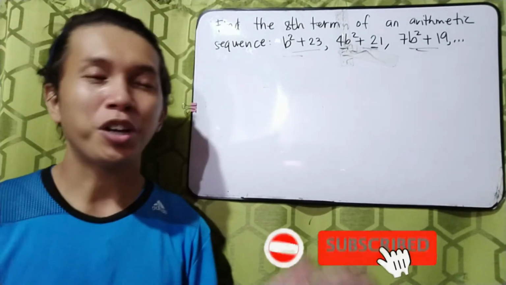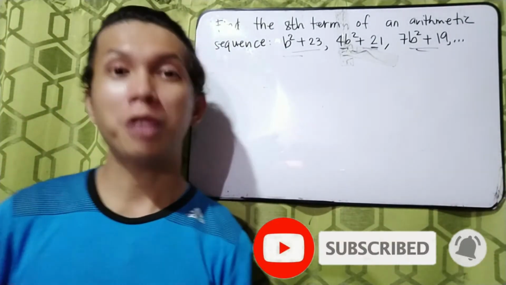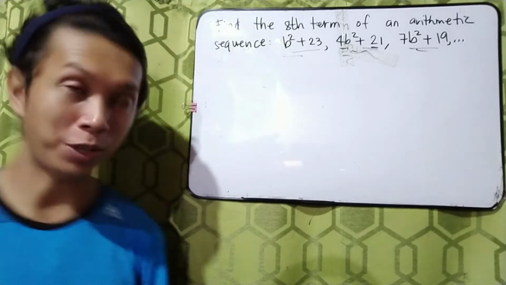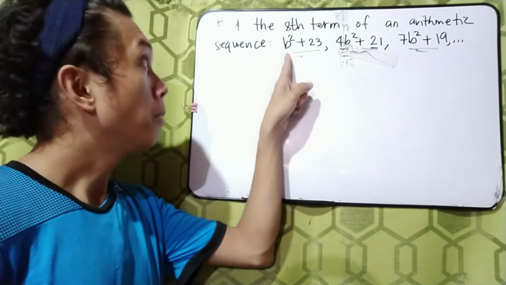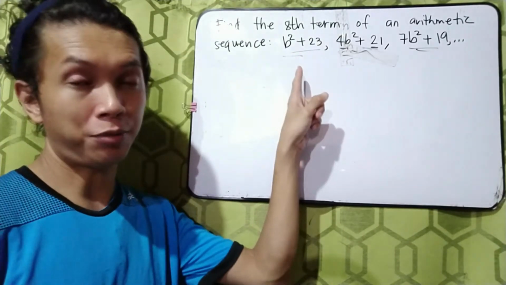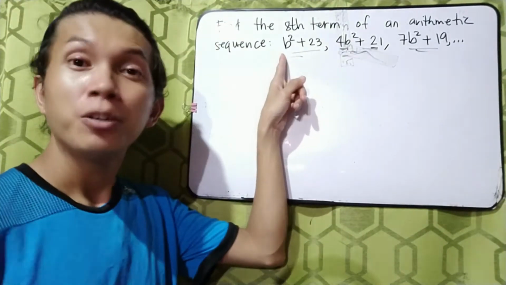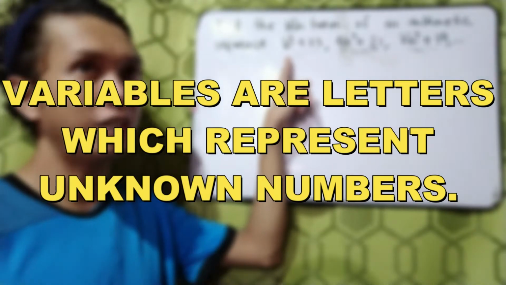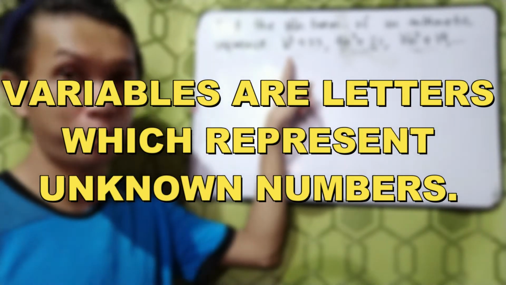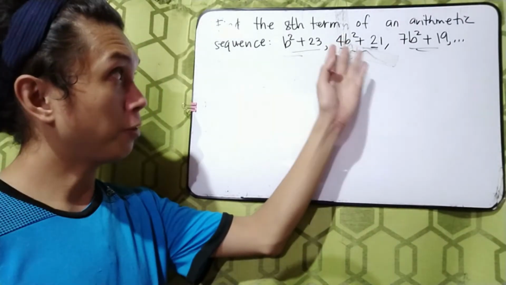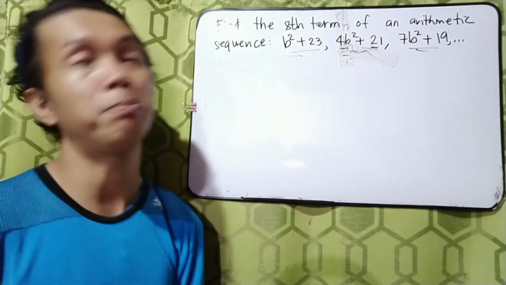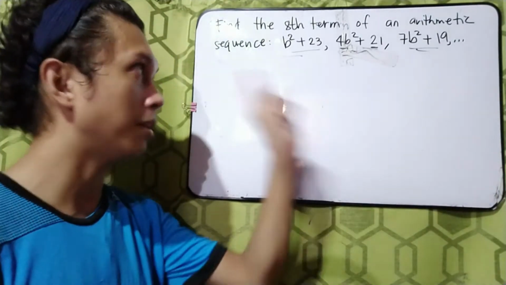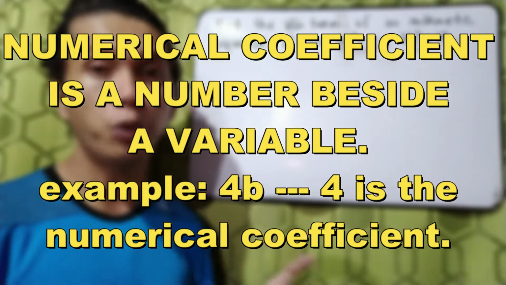In this video, we are going to solve for the missing term of an arithmetic sequence having variables in each term. So for example, we have b squared plus 23. It has letter b, which is the variable. When we say variable, these are the letters which represent a number. And also we have here another b squared and another b squared, but it has different numbers beside them, and we call these numbers numerical coefficients.